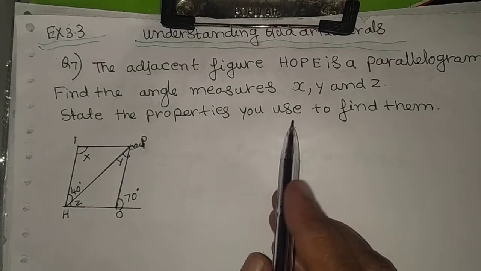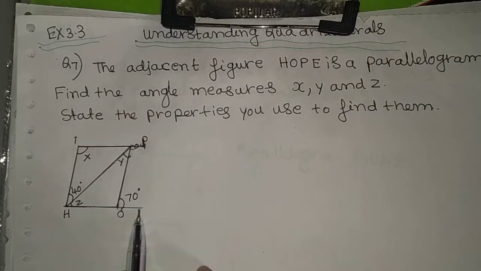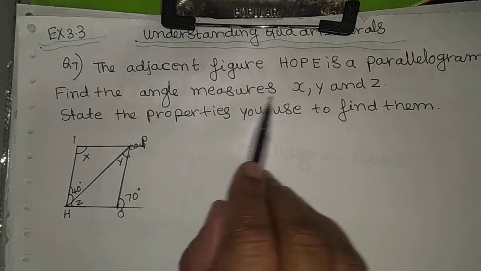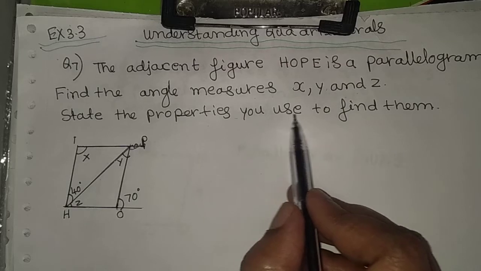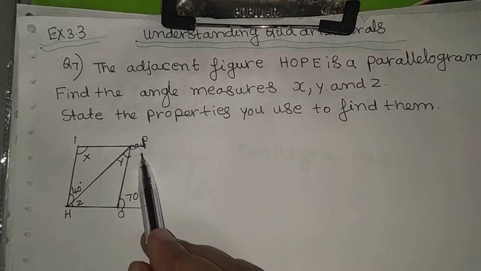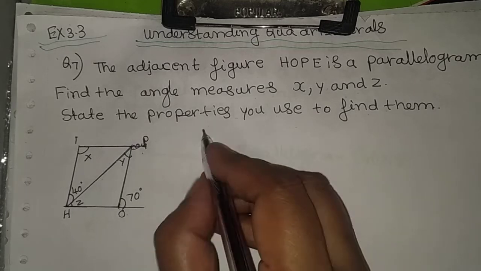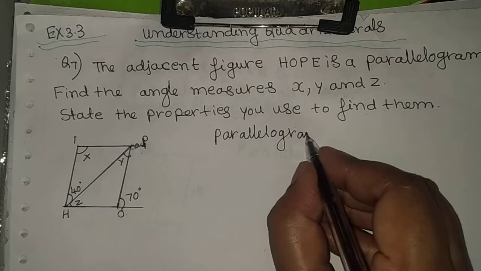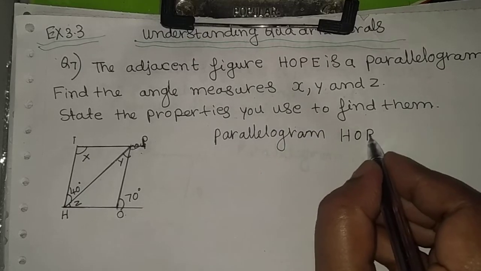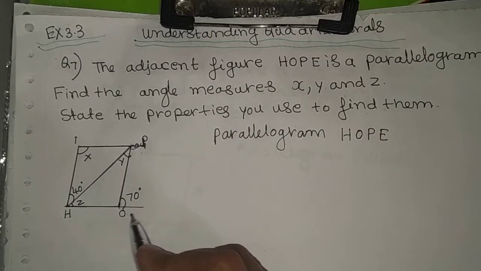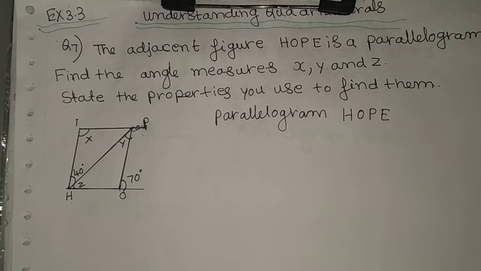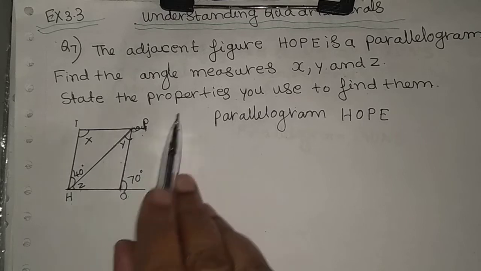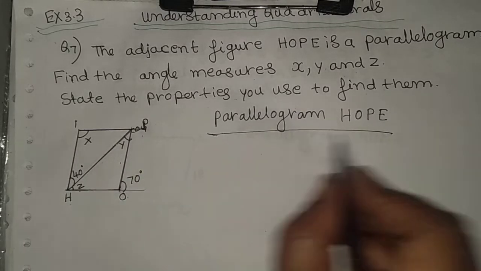In the 7th question, the adjacent figure is given. The figure HOPE is a parallelogram. Find the angle measures x, y, z, and state the property used to find them. The parallelogram is named HOPE, and this is the diagram given. We have to find the angle measures x, y, z and tell which properties are used.